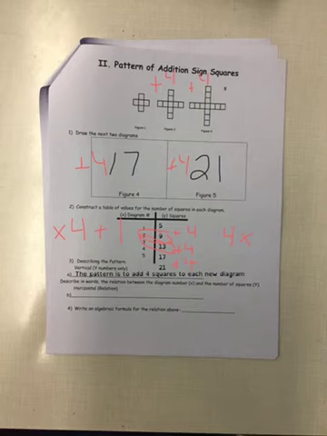So to describe this in words, we want to say y is always 4 times x plus 1 higher than x.